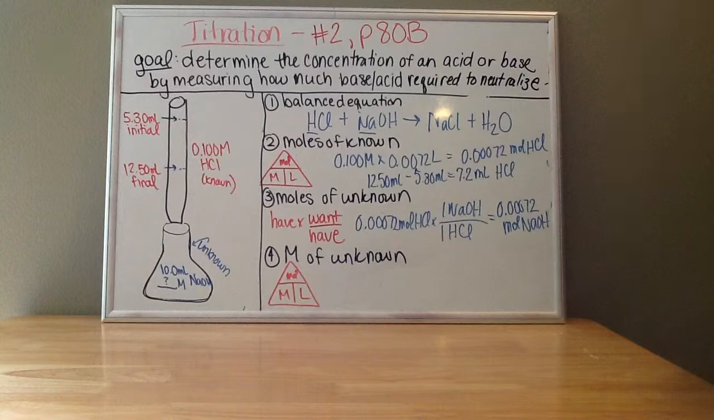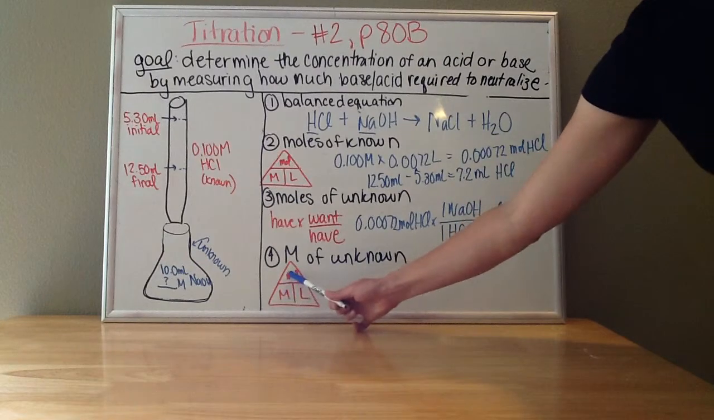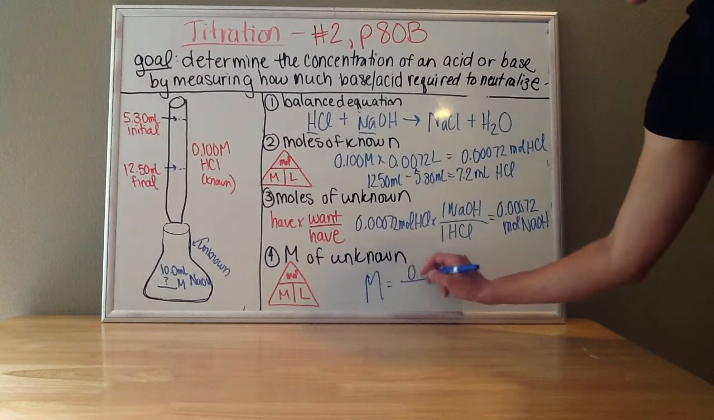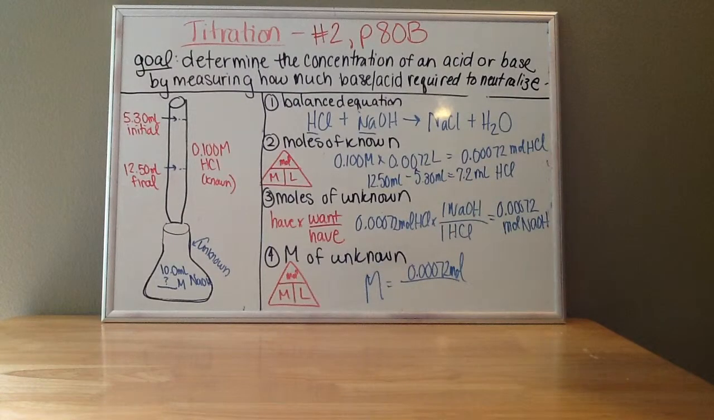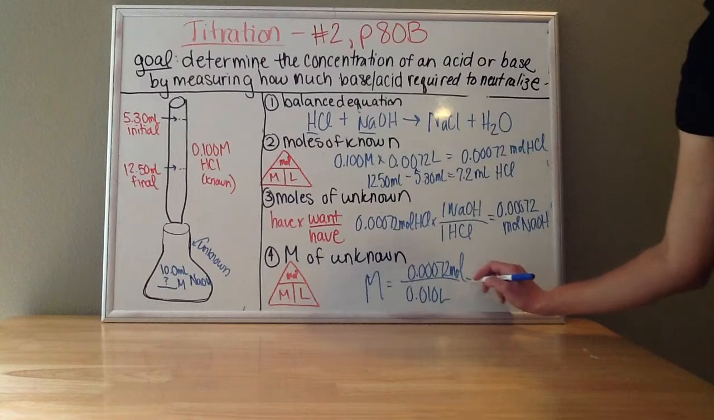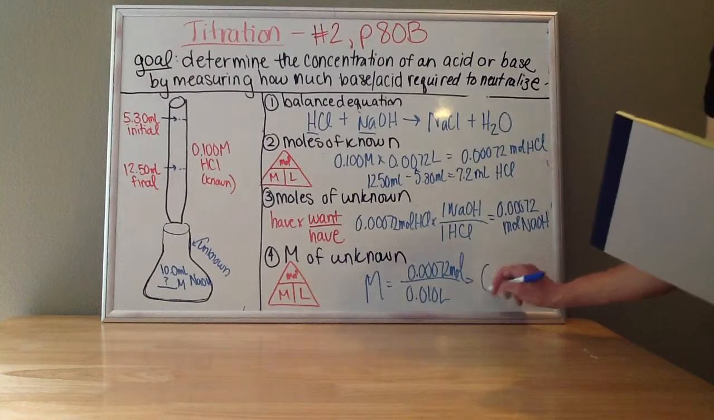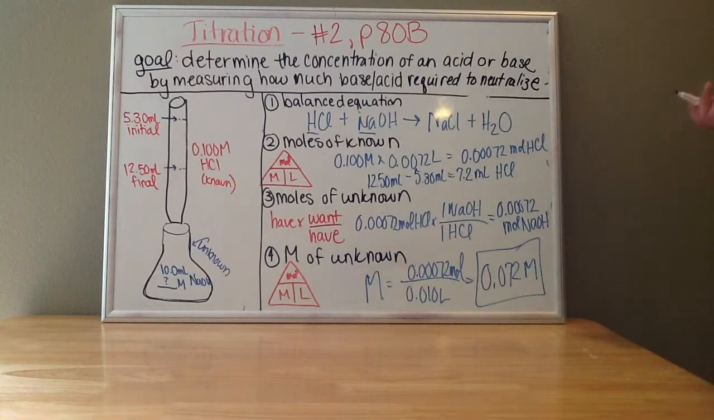The last step is to find the molarity of your unknown, again using your molarity triangle. So molarity is moles divided by liters. So to find my molarity, I'm going to take my moles of base, 0.00072 moles, divided by my volume of base, which is 10 milliliters, divided by 1,000 gives me 0.010 liters. So 0.00072 divided by 0.01 gives me 0.072 molar solution. So that is the concentration of my base in this example.